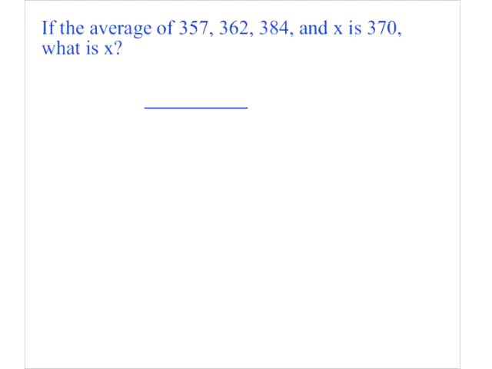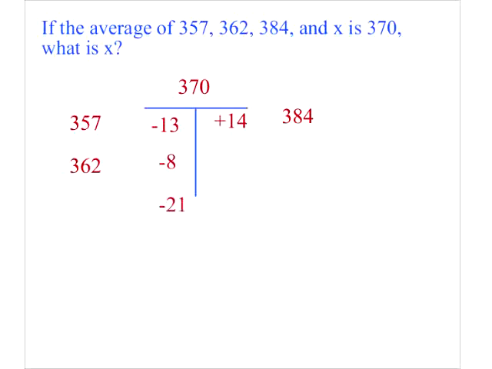So the easier way to do it without having to add up those ugly numbers is to just think of it as a numerical tug of war. 370 is the average. He's in the middle. I've got 384 above the average. I've got 357 and 362 below the average. So let's look at what we've got so far. This is pulling me 14 above. This is pulling me 13 below. 362 is pulling me 8 below. And so we've got a total of -21 on this side.